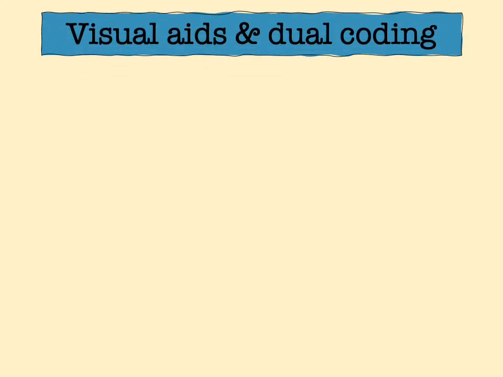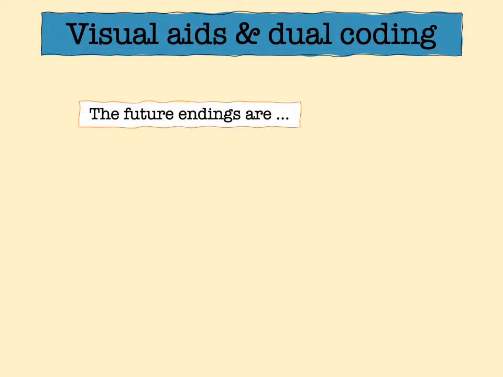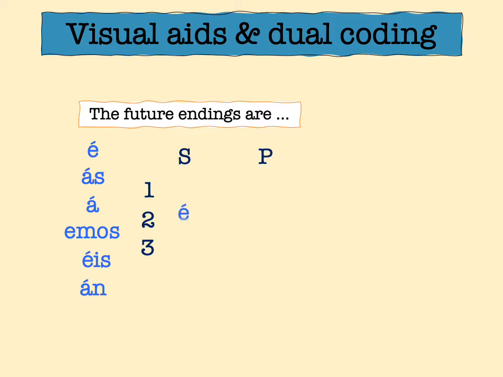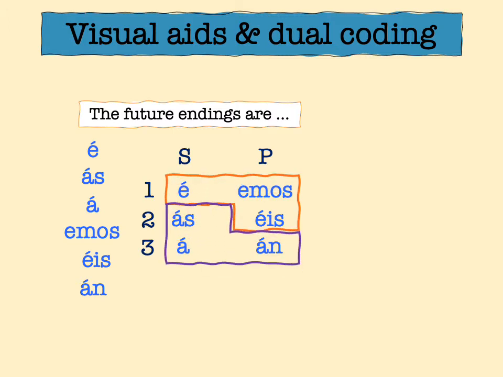I try to use lots of visual aids and dual coding to support students' learning. So for example, instead of presenting the future tense endings like this, I'll present them in a highly visual way which helps students understand when to use the singular ones, when to use the plural ones, and also which ones start with an E and an A.